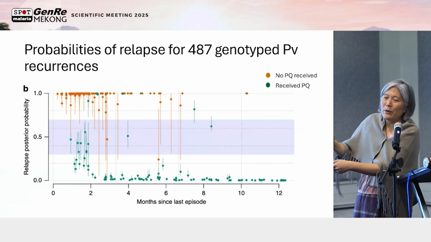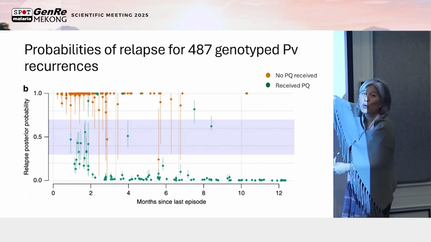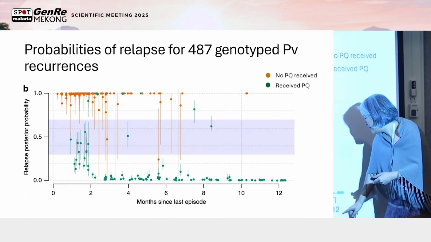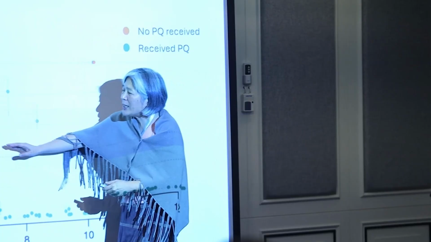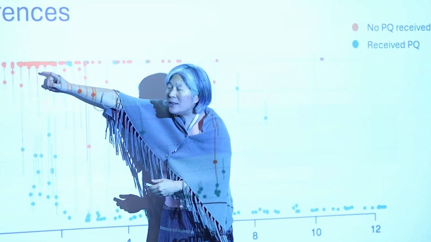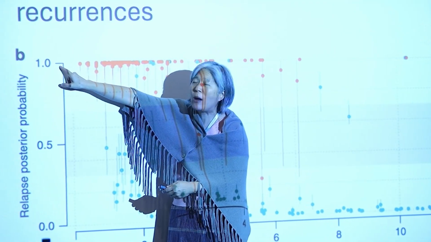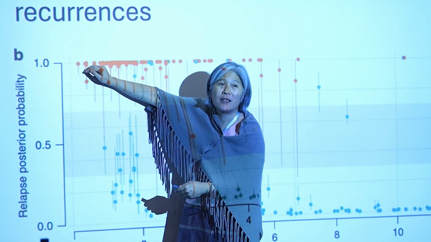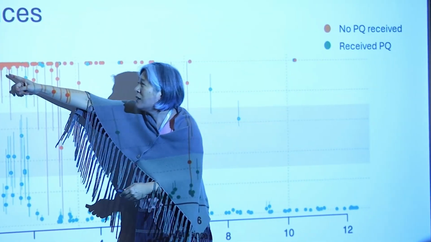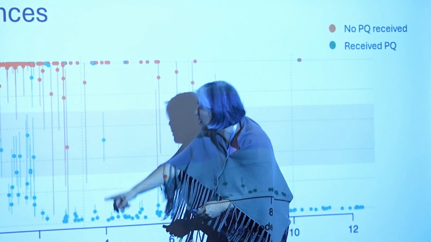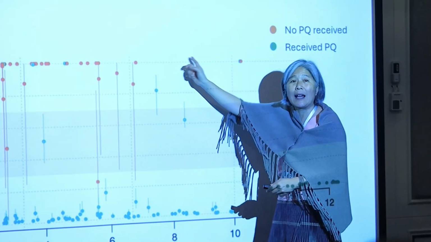And this is a bit complex. I'll try to explain. The orange one is no primaquine. The green one is primaquine. And this is time, because these studies went to 12 months. They did their modeling, and you can see here the recurrences that are early. This is a probability. This is the probability of 1, very high probability that this is related. So it's a relapse. No primaquine, a lot of relapses, and almost all of them are before 4 months. And there's a few after a long time.